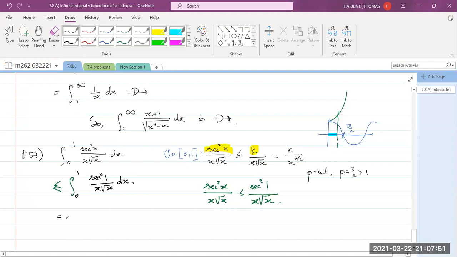That equals secant squared 1 integral from 0 to 1 of, oops, hold on. Hold on, I cannot use the p integral. I'm sorry, I cannot use the p integral. My bad. Why? Because this is not from 1 to infinity. This is from 0 to 1.